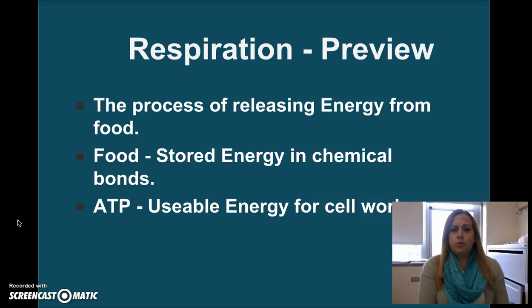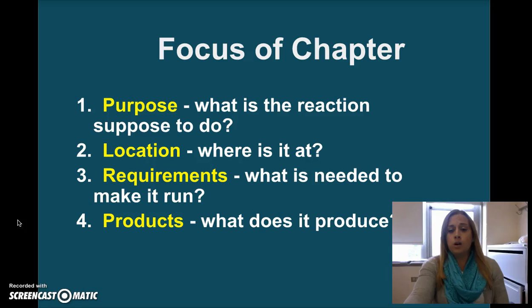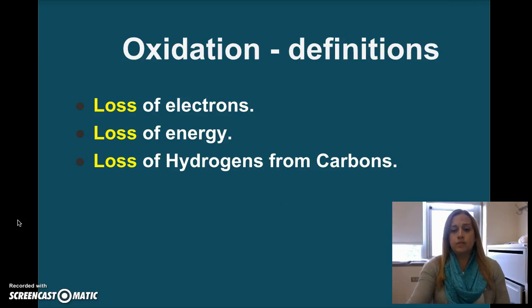So just a preview of the things we're going to talk about with respiration. We'll focus on how energy is released from food. We'll talk about how food stores energy in chemical bonds, and then we're also going to talk about ATP again and how this is usable energy for cell work. So the focus of this chapter, we're going to look at what this reaction is supposed to do, where this reaction and the parts of this reaction take place, what is needed for each stage of cellular respiration, and also what is produced at each stage.